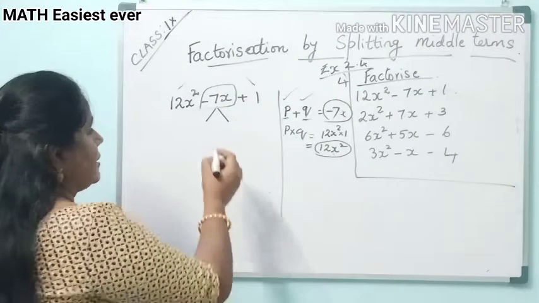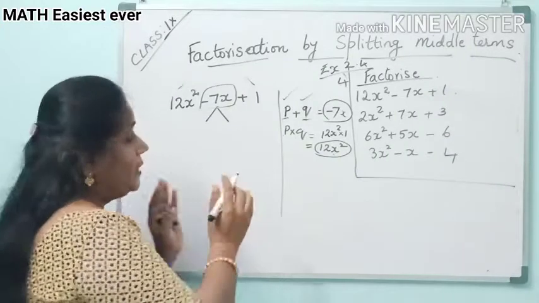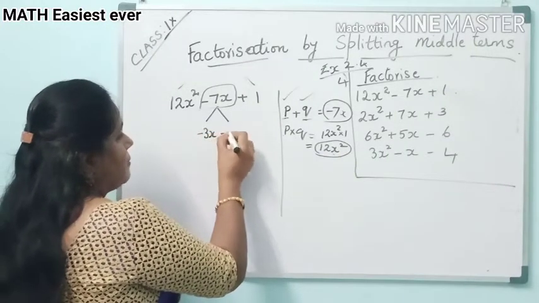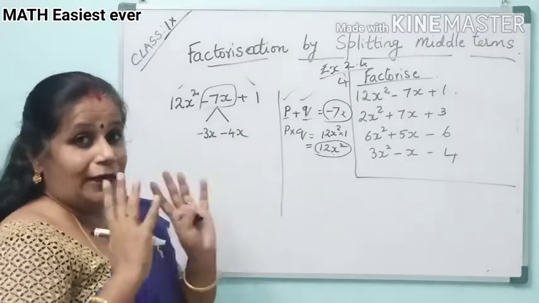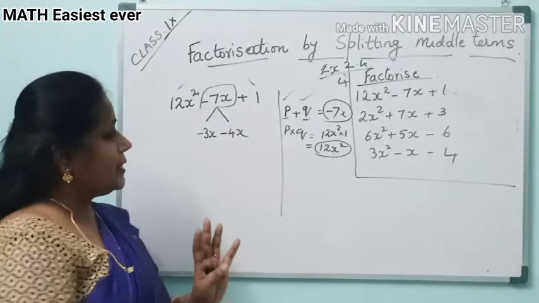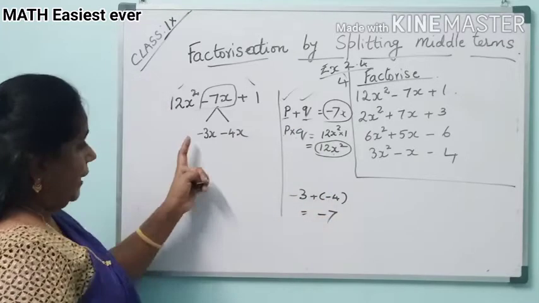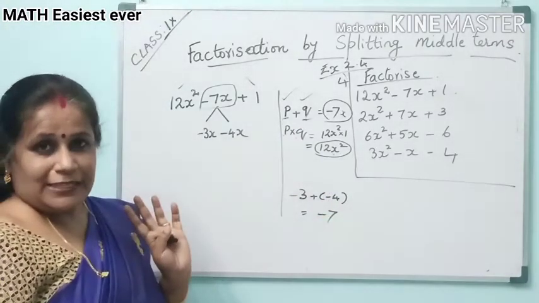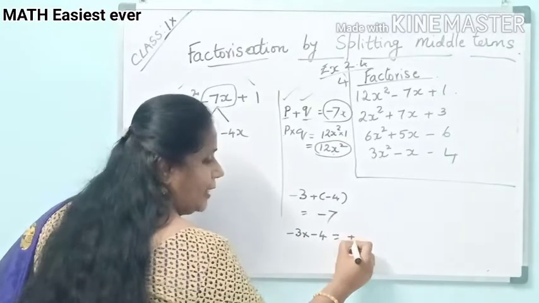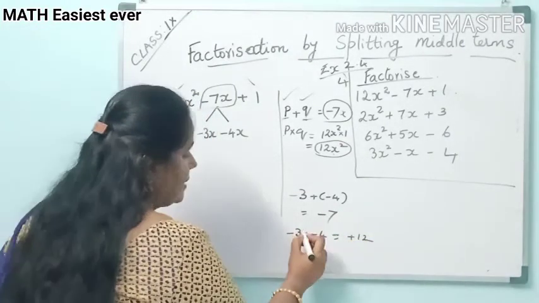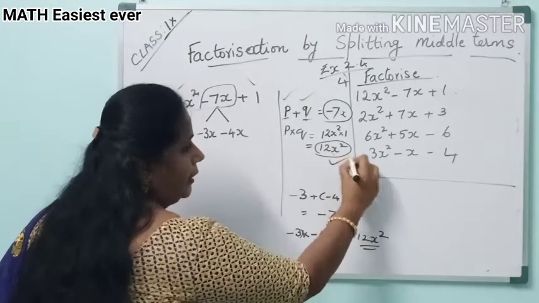Okay, let's get started. Minus 7x. How will you get minus 7x if you add two terms? So I'll take it as minus 3x and minus 4x. Minus 3x and minus 4x is my P and Q. If I add minus 3 and minus 4, will I get minus 7? Yes. And if I multiply minus 3 into minus 4, that is plus 12, right? So minus 3x into minus 4x will be 12x square.